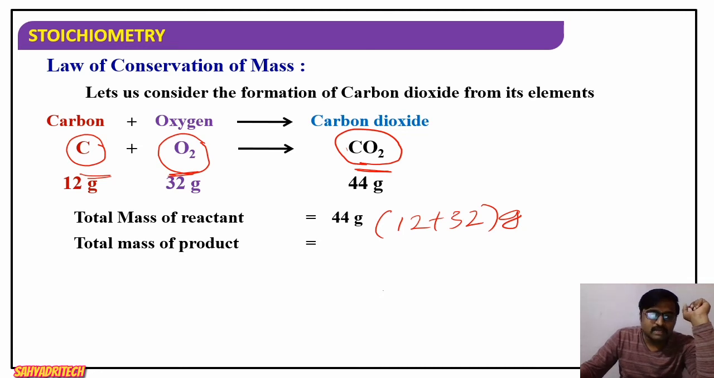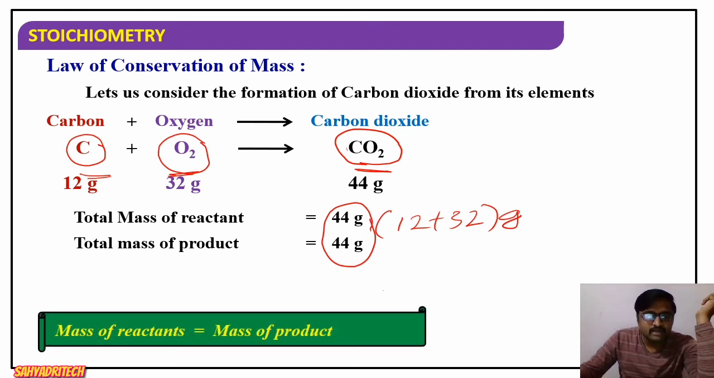Well, similarly, if I consider the total mass of product formed, how much product is formed here? 44 gram of carbon dioxide formed. It means when you look at the mass of reactants and mass of product, both are the same, right? So what we are analyzing is that the mass of reactants is equal to the mass of product. A chemical reaction took place here, but what about mass? Mass remains the same, there is no change in the mass, right? What does it mean? Yes, during a chemical reaction mass remains the same, but what happened? One form of matter is converted into another form.